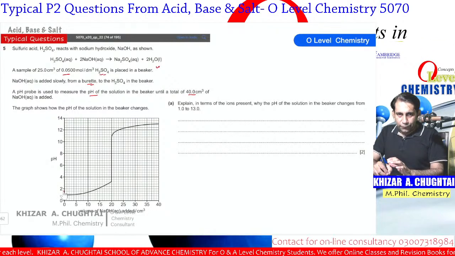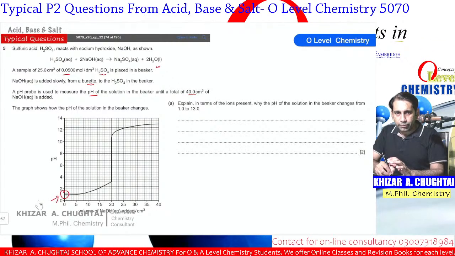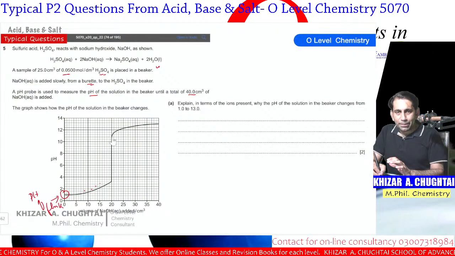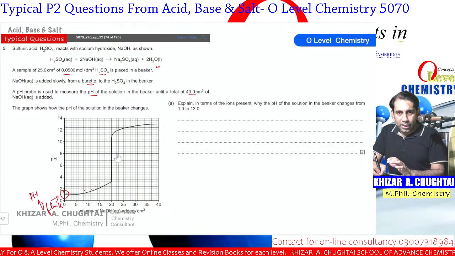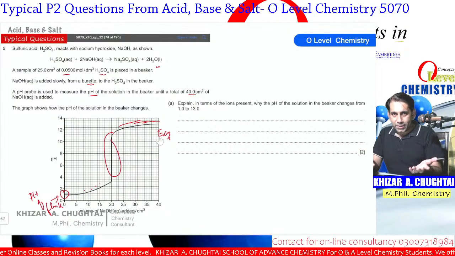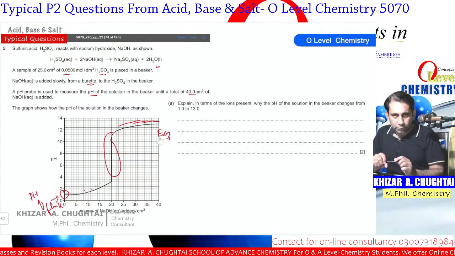So this is the flask pH, I mean, the pH of the flask. Initially it is acidic, at pH 1. Gradually it is going to increase, and there is a steeper line that is showing the neutralization, and this line is going to show the excess, that is sodium hydroxide.